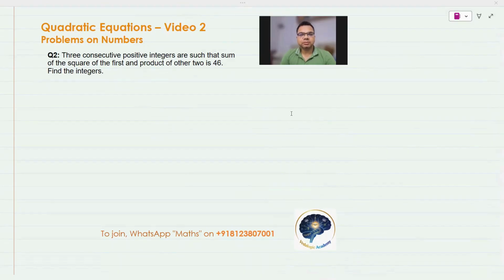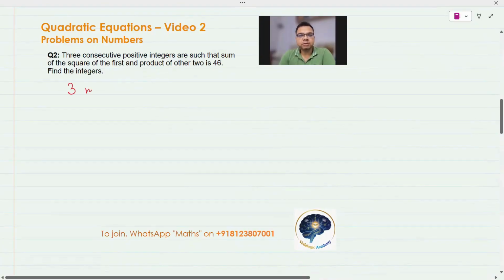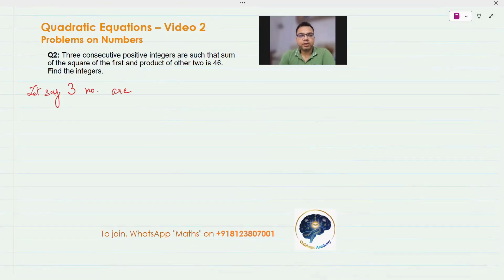The question here is: three consecutive positive integers are such that the sum of the square of the first and the product of the other two is 46. This is a question about consecutive positive integers. So the three numbers that we're talking about are, let's say, x minus 1, x, and x plus 1. I can take it like this. These are consecutive positive integers, and that's why there is a gap of 1 between each of them.